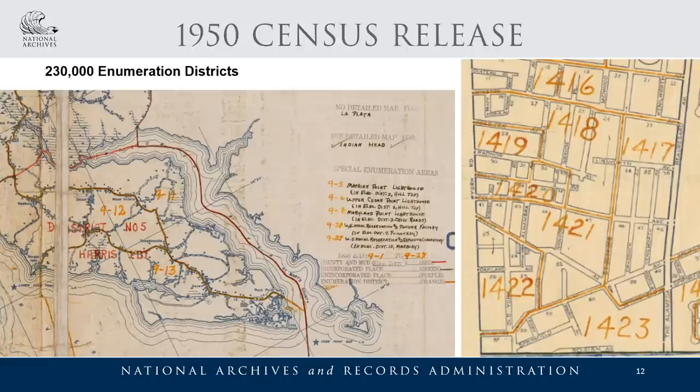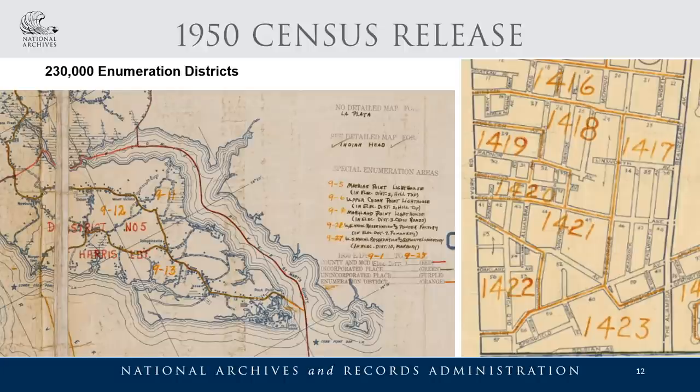A lot of planning goes into the taking of a census. One of those planning steps is to establish enumeration districts. The Census Bureau collected maps from federal, state, and local governments. Then, using those maps, the Census Bureau established about 230,000 enumeration districts. In cities, these were areas that could be covered by one enumerator in 2 weeks, or about 30 days in rural areas.